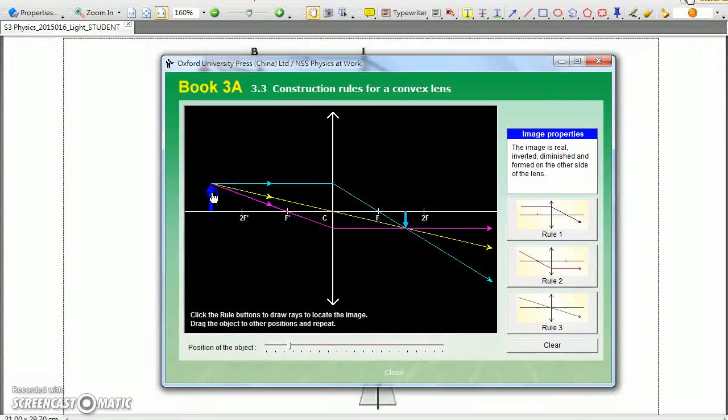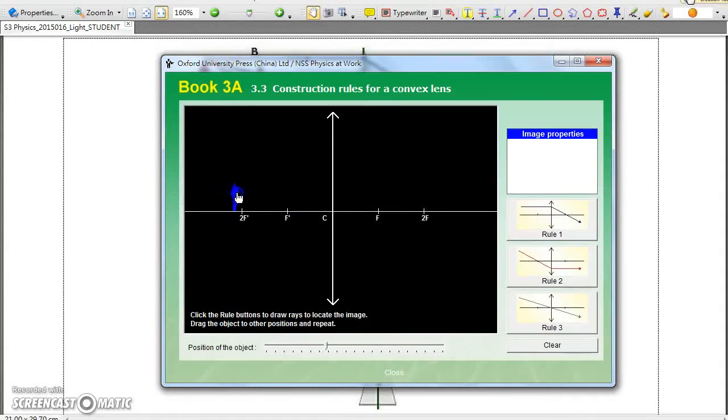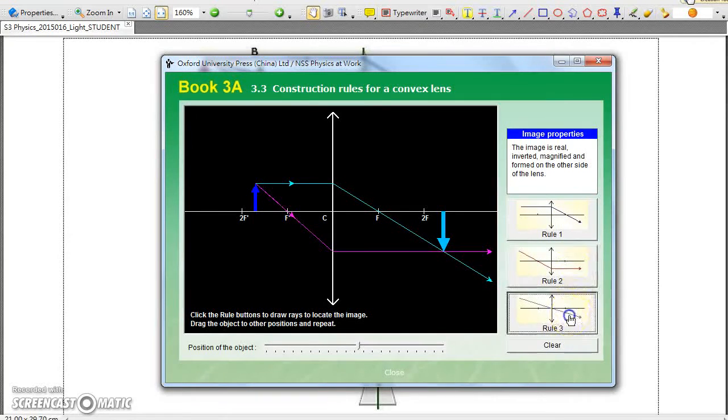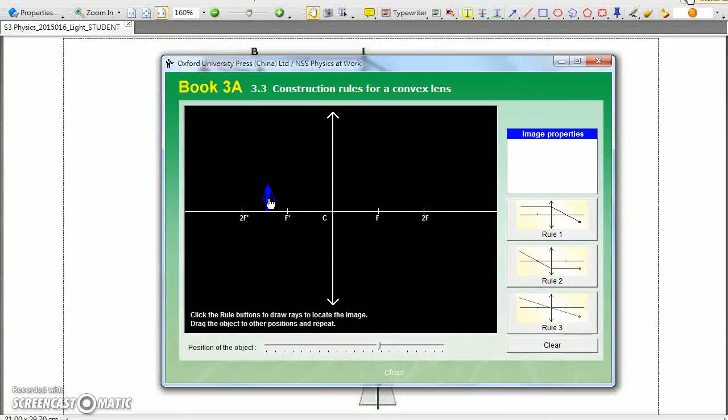What happens if the object is closer and closer to the lens? Let's see. 1, 2, and 3 if you like. See that the image becomes bigger. Let's do that one more time. Closer and closer and even closer. And now it is within one focal length from the lens.